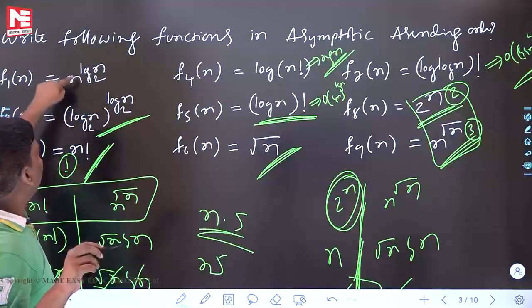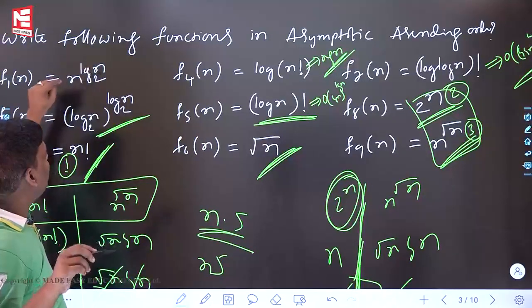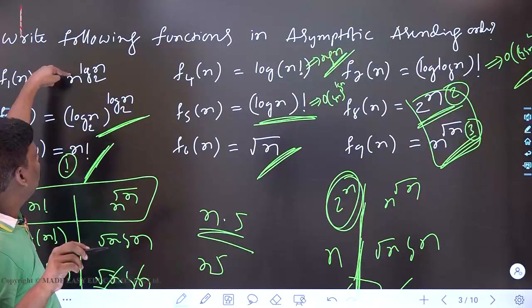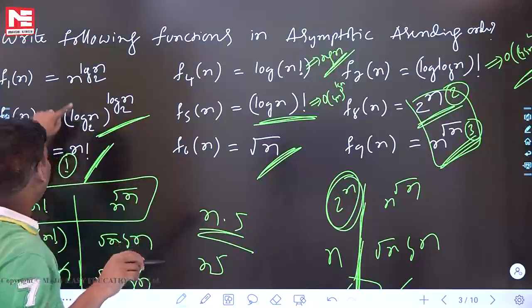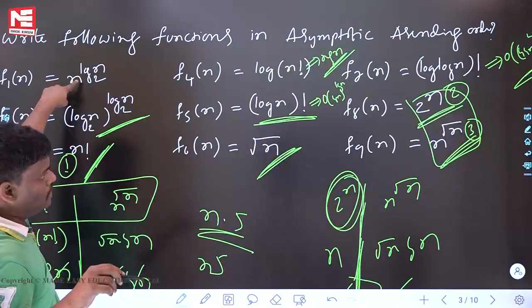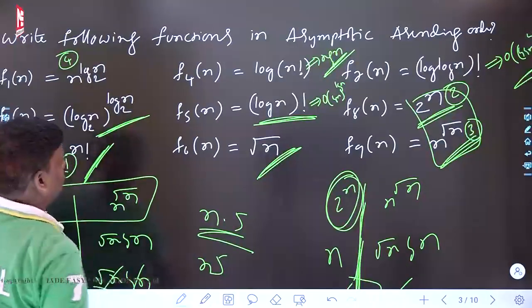Log n power log n and n power log n, who is bigger? N power log n, because here n is multiplied log n times, and here log n is multiplied log n times. This may be the next number. 3 is over, it is the 4. Assume it is the 4.